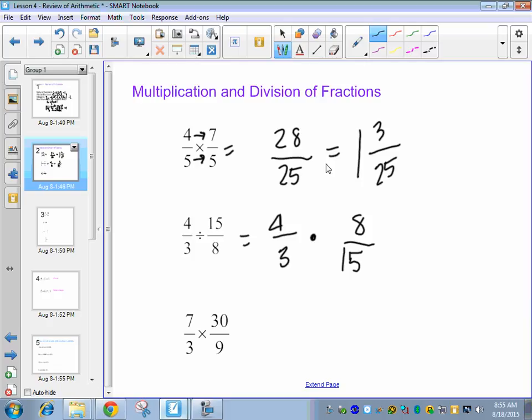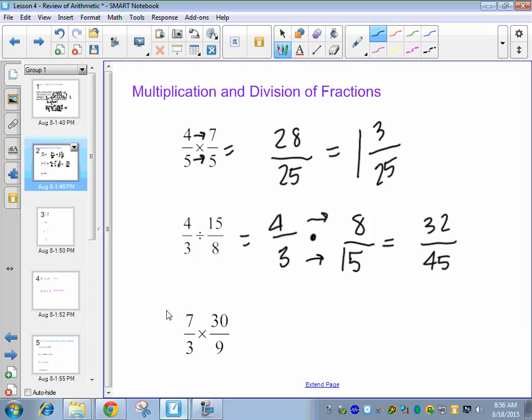Okay. So now we can multiply right across. I don't see any sort of reducing that we can do right away, so we're just going to multiply across. So 4 times 8, 32 over 45. Okay. And that's our final answer. I don't see anything that we can reduce. And we also have less than a whole, so we don't need to pull any whole parts out.